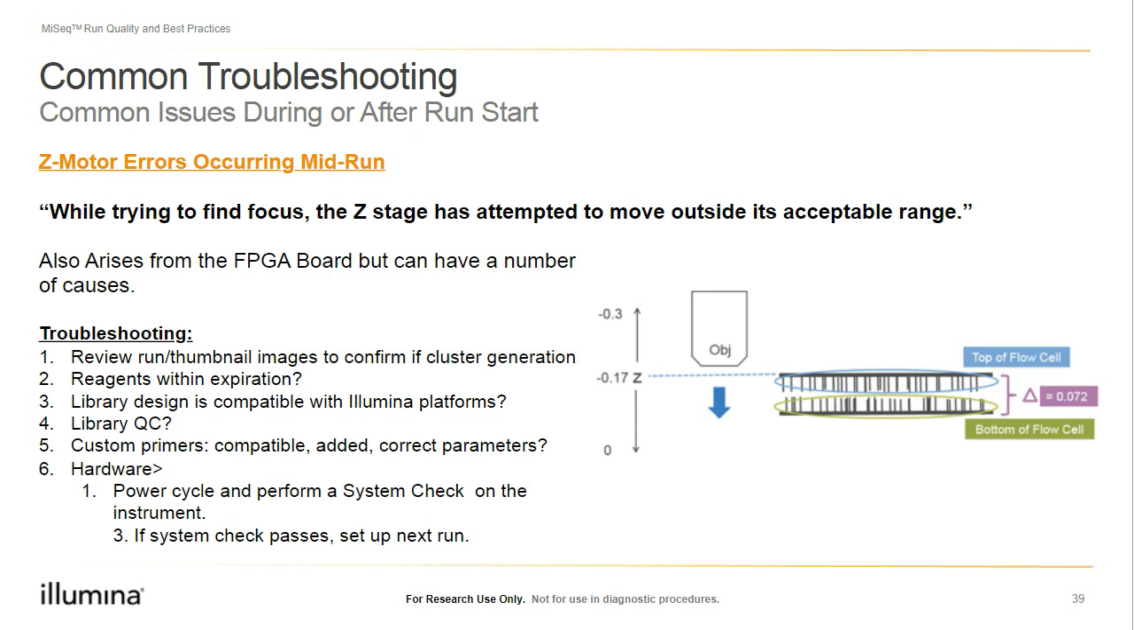To assess a hardware issue, we can perform a power cycle and run the system check on the instrument. If the system check is passing, we should be good to set up the next run.